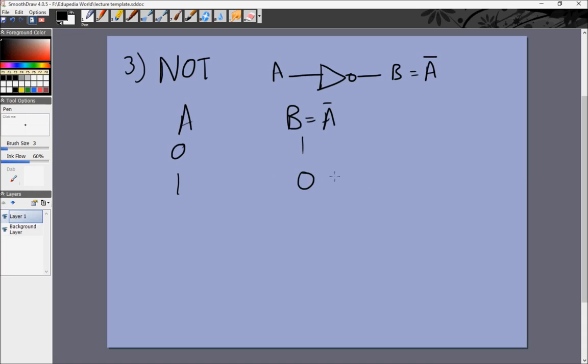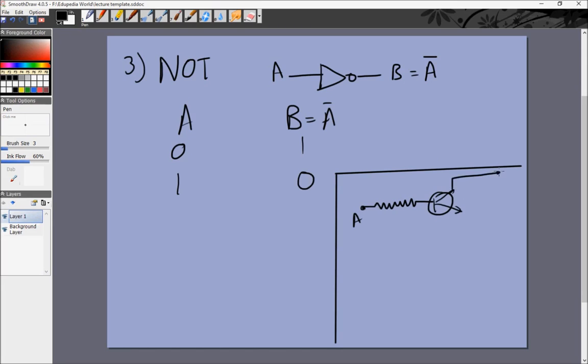gate. So the transistor can be used to realize the NOT gate, and this would be A, which would have a current in front of it. Then you would have a transistor like this, and this would be attached to B, and this would also be attached to a resistor, and there would be a 5-volt battery, plus 5V. Right.